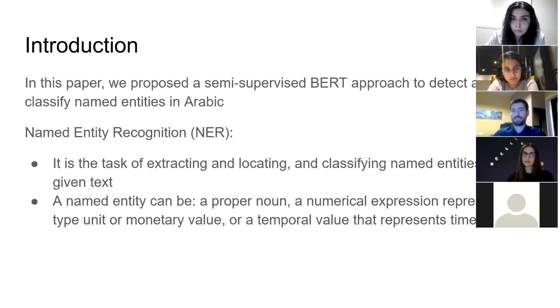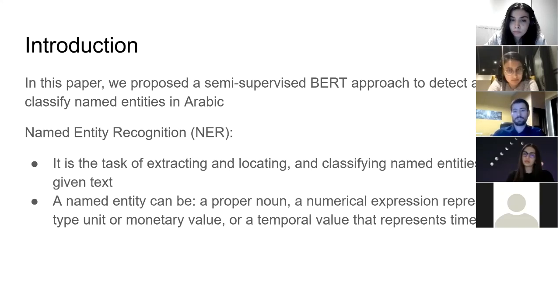In this paper, we tackled the problem of Arabic named entity recognition. We proposed a semi-supervised BERT approach to detect and classify named entities in Arabic. So what is named entity recognition? It is a task to extract, locate, and classify named entities in a given text. A named entity can be a proper noun, like a person name or the name of a city. Also, it can be a numerical expression that represents a unit or monetary value, or a temporal value that represents time. In this paper, we focused on recognizing proper nouns only and classifying them into three classes: a person, a location, or an organization.